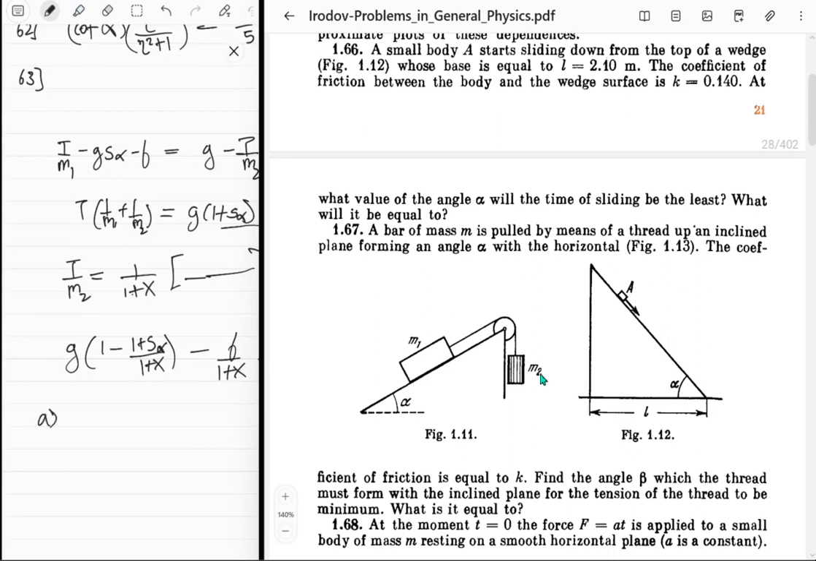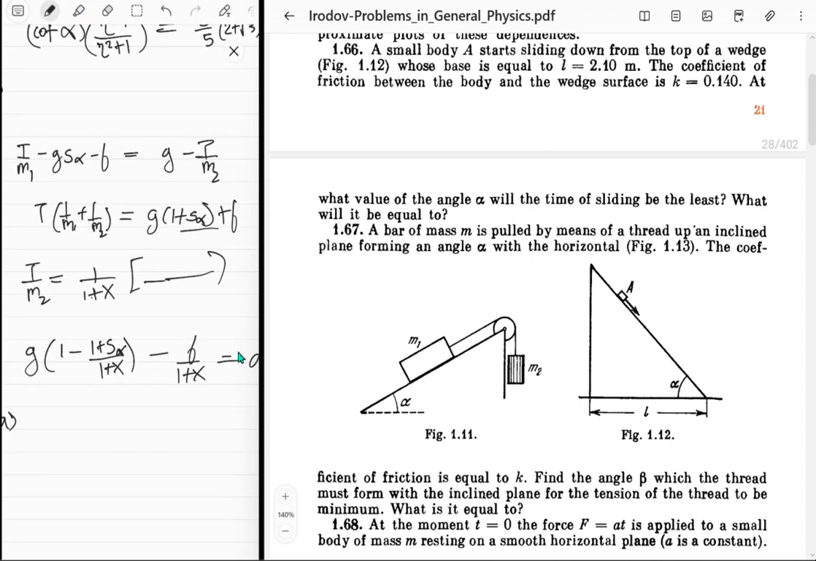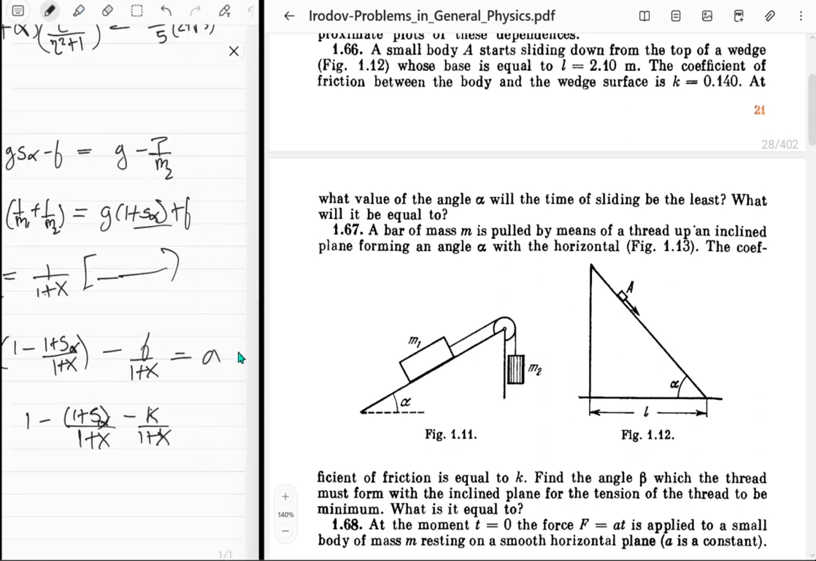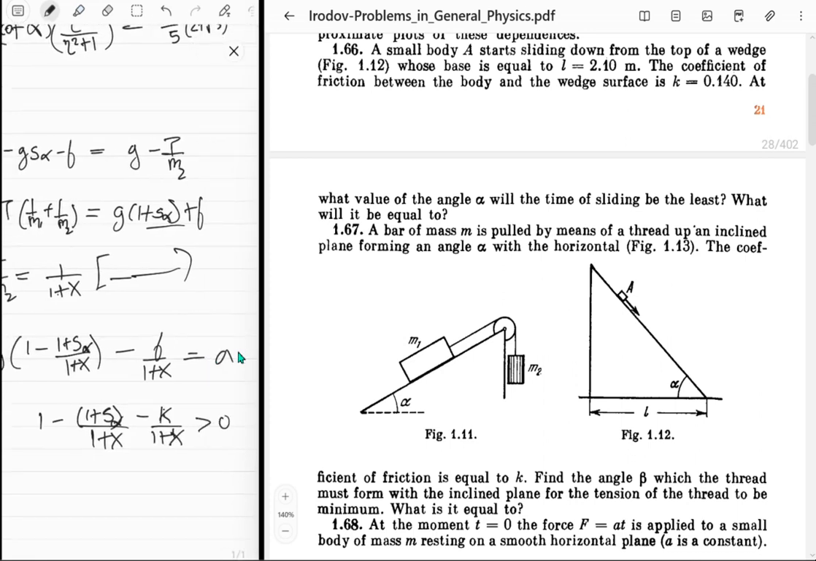Case number 1 is it is going downward. That means friction is positive and it's equal to mu times g. So acceleration should be positive as well. Whatever you get, that should be positive. So basically g times 1 plus sine alpha upon 1 plus x minus the coefficient of friction upon 1 plus x. That should be positive for it to go down.